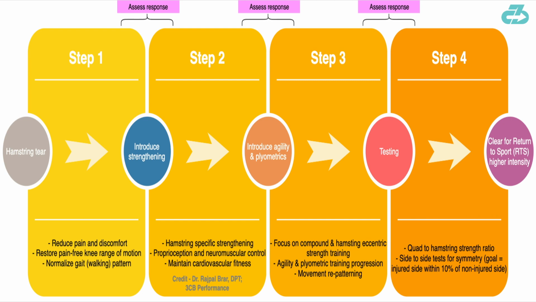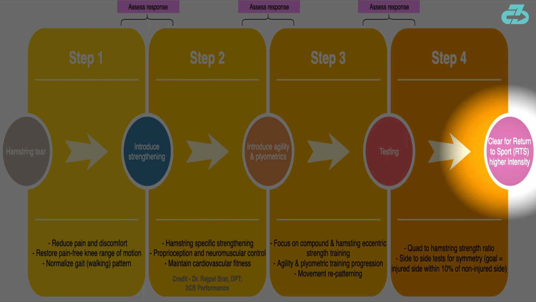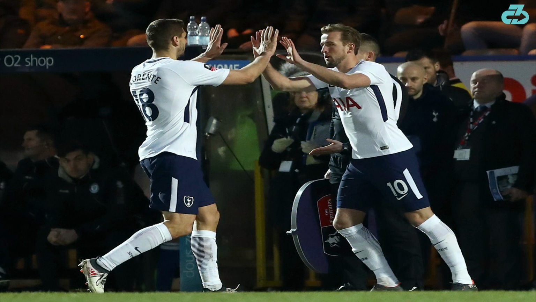The hamstring is heavily involved in football activities, which may be why it's the most commonly injured muscle in football, with some studies showing up to a 50% prevalence rate in elite footballers, and therefore you have to be very methodical with the rehab. Once Kane has met key metrics and the physio team feel he's ready, he'll be cleared for higher intensity return to sport with increased sport-specific activity, team training, and then reintroduced into games.